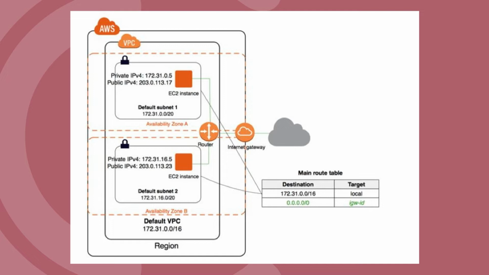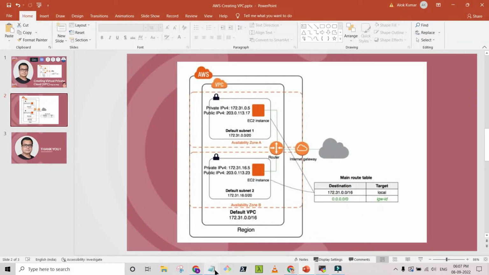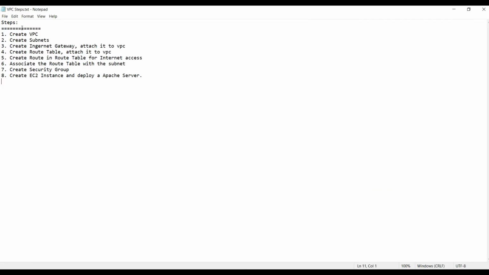So in this session we are going to see all these things, like how to create a VPC, how to create a subnet, what CIDR range we are going to provide. It depends upon the requirement. Okay, so we will also see how to create a route table. Let me show you. So these are the steps we are going to perform for today's session.